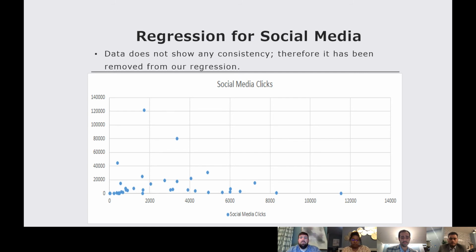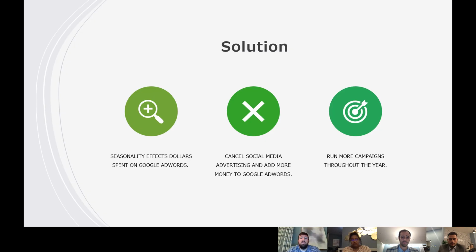So we decided to remove that from our analysis due to there just not being good data there to really make anything out of. And we got such good data with Google AdWords that we chose to zero in on that and focus on that. So for our solution, we can see that seasonality affects the dollars spent on Google AdWords.